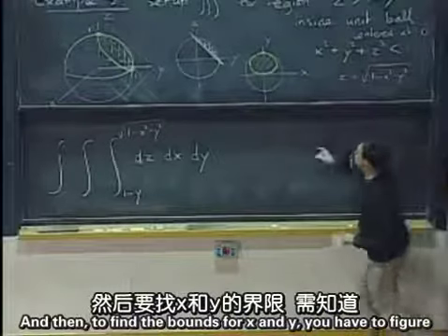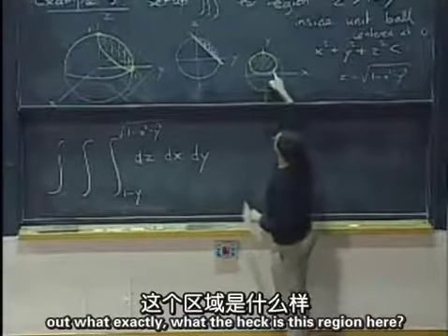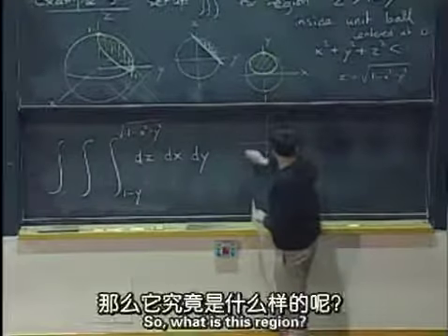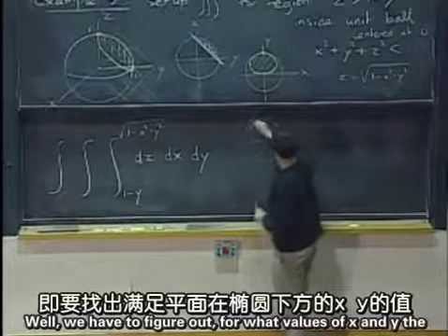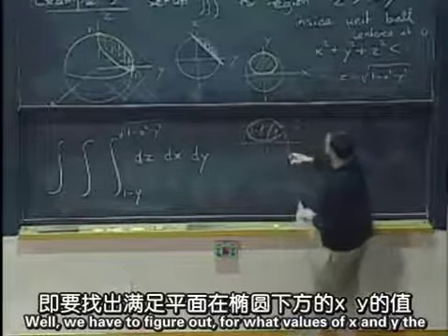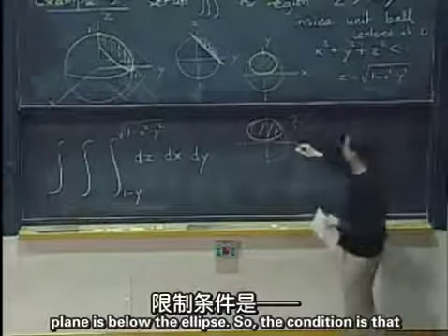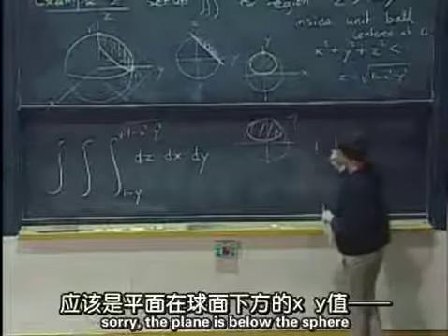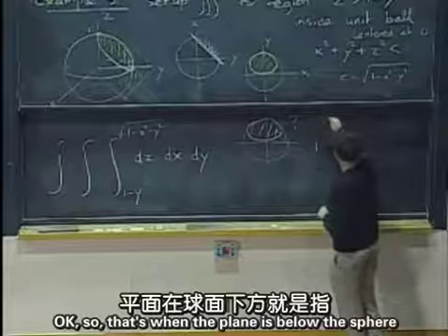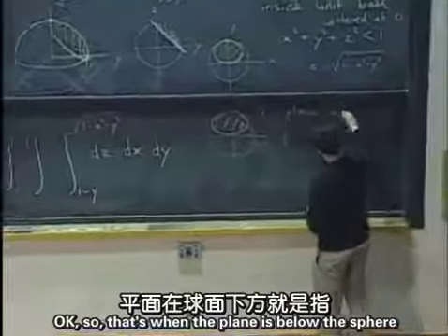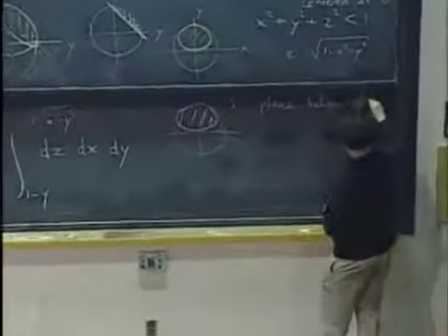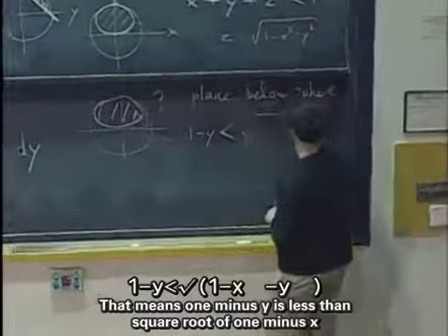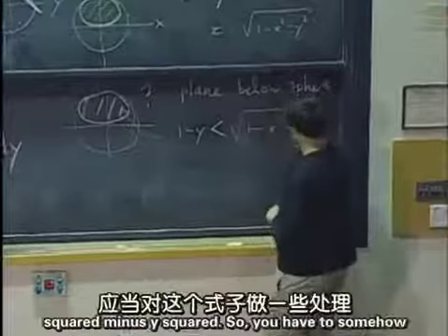And then to find the bounds for x and y, you have to figure out what the heck this region here is. So what is this region? Well, we have to figure out for what values of x and y the plane is below the sphere. So that's when the plane is below the sphere. That means 1 minus y is less than square root of 1 minus x squared minus y squared.